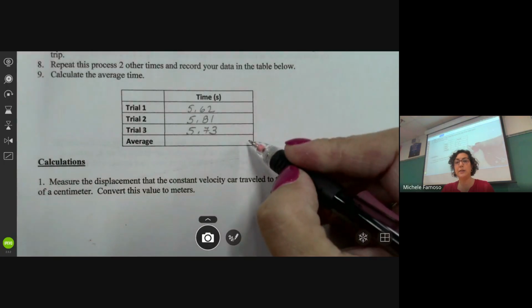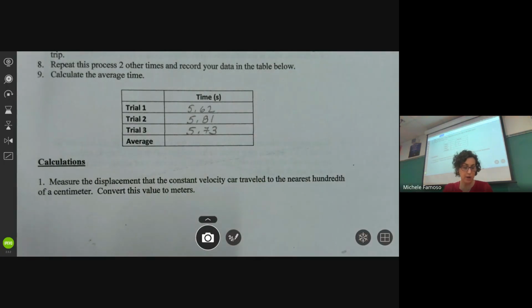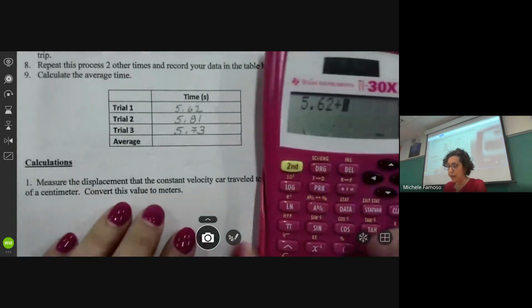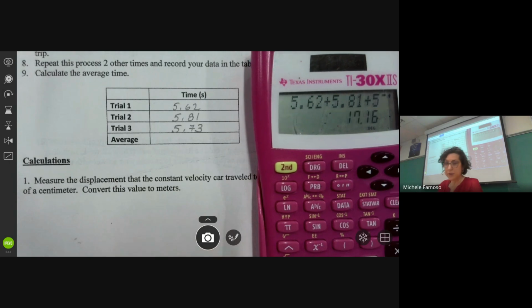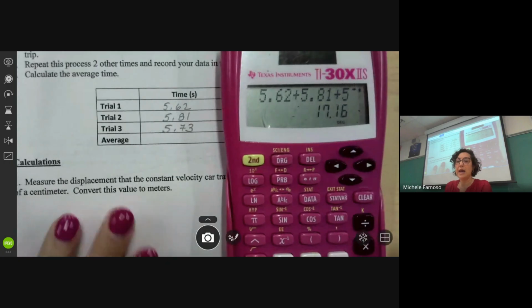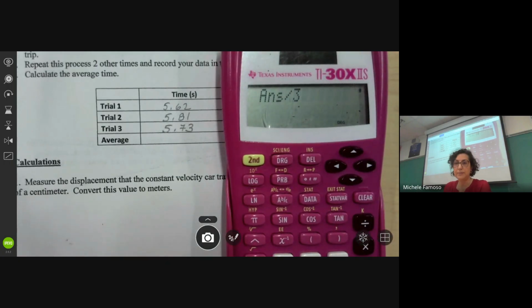How are you calculating that average? Add them up on your calculator. Get a sum. You're doing it for yours, not mine. I just made up numbers. There's my sum. Now to get the average, you're going to divide that by 3. And you need your average.